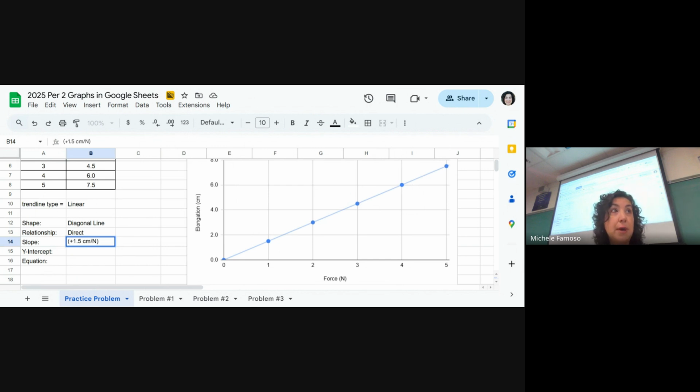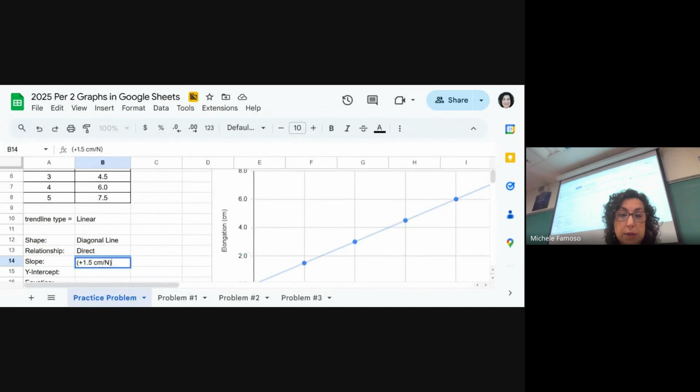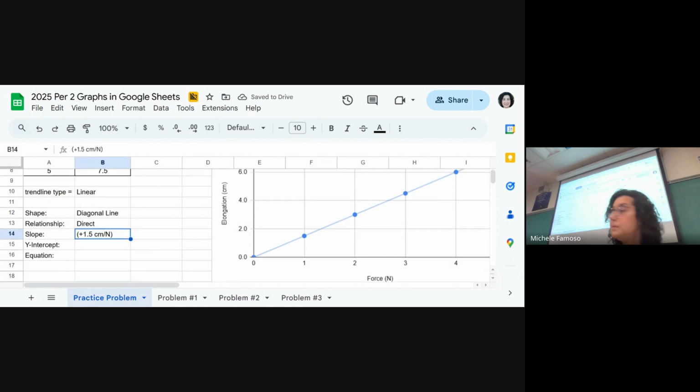Okay, any questions about that? Is that better? You see it? Positive 1.5 cm divided by N, but you've got to put that all in parentheses. Otherwise, the Google Sheet is going to give you an error.